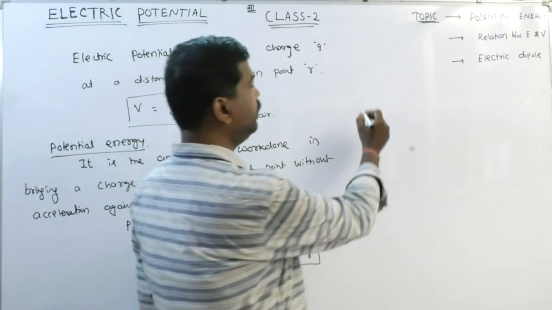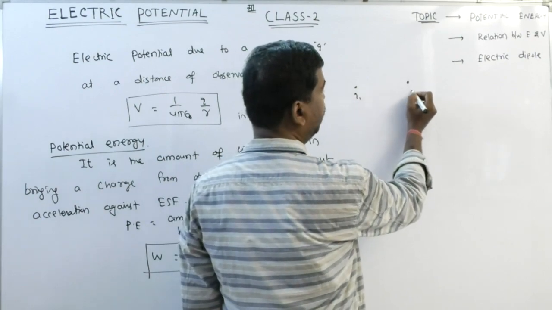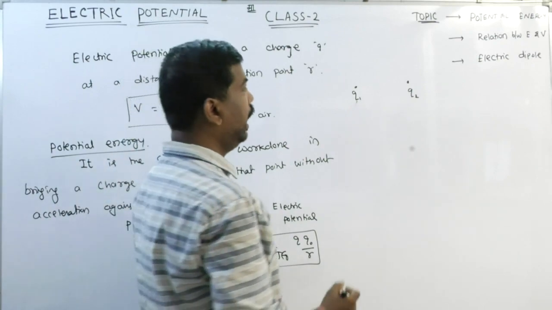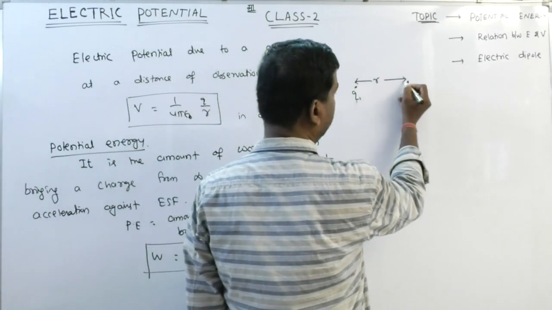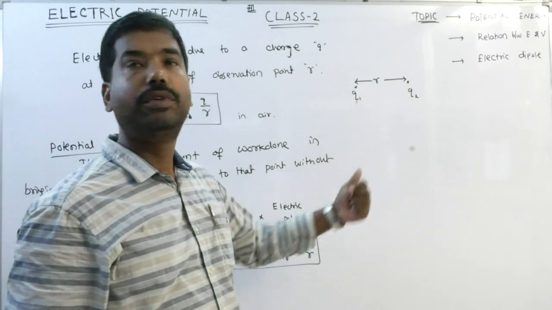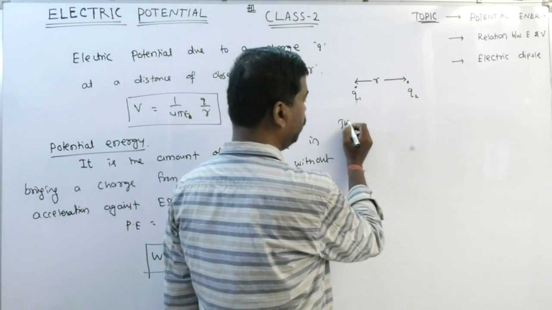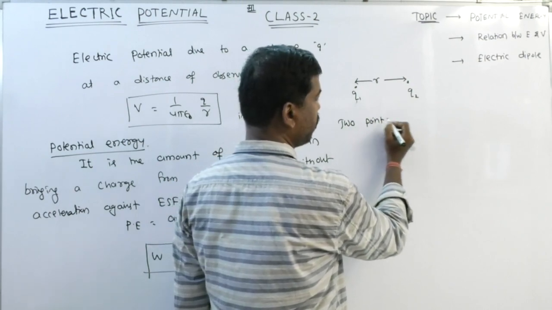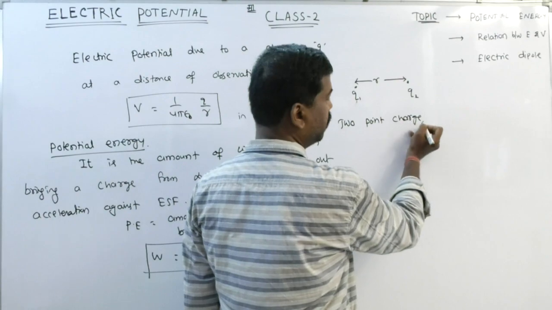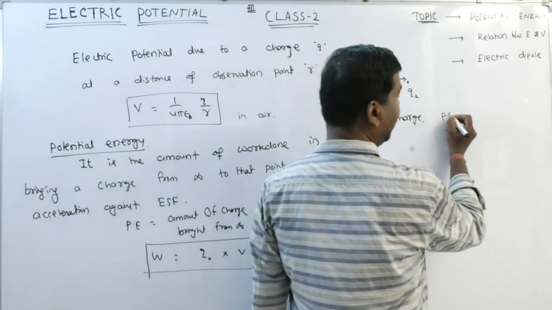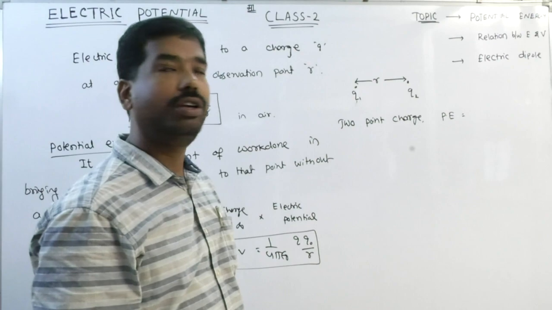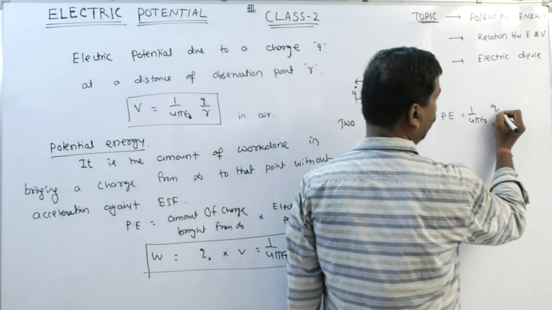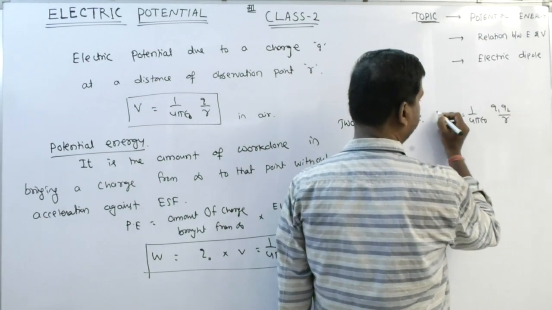Clear? Let us imagine this is a point charge Q1 and this is another point charge Q2, placed at a distance R apart. Then for a two particle system, or for 2 point charges, potential energy, or we can say work done, is equal to 1 by 4 pi epsilon 0 Q1 Q2 by R.